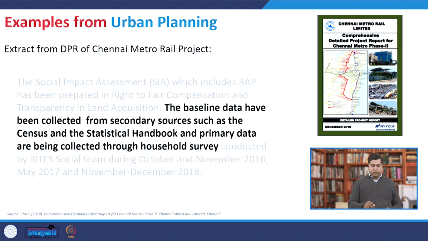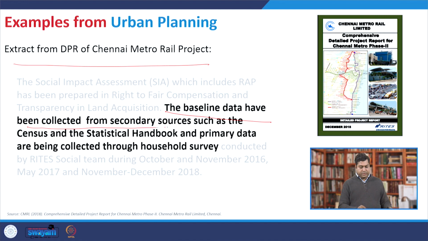At the same time, this is an extract of the detailed project report of the Chennai Metro Rail project. Here it says the baseline data have been collected from secondary sources such as census and statistical handbook, and primary data are being collected through household survey. For this particular DPR, to assess the infrastructure, in all these metro DPRs, they also go for some sort of assessment of the rehabilitation part, if in that alignment there is some kind of issue. So in all such cases, they want to take some information from this.